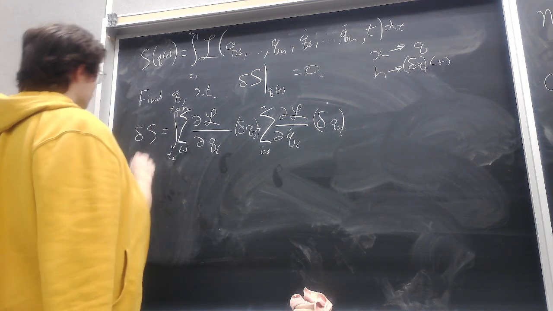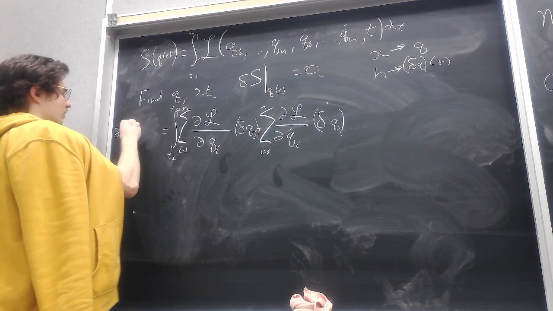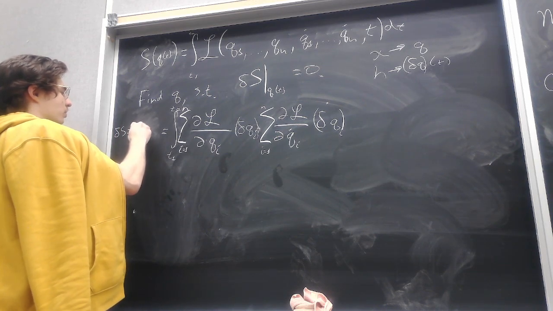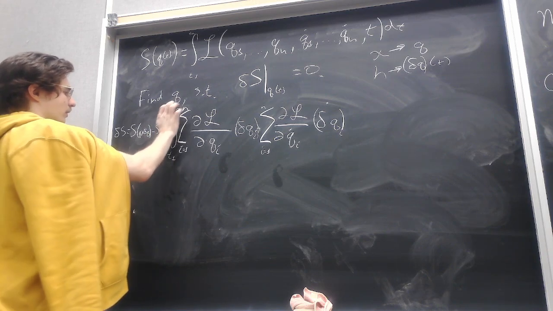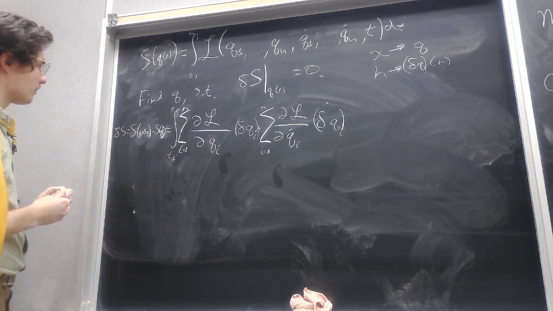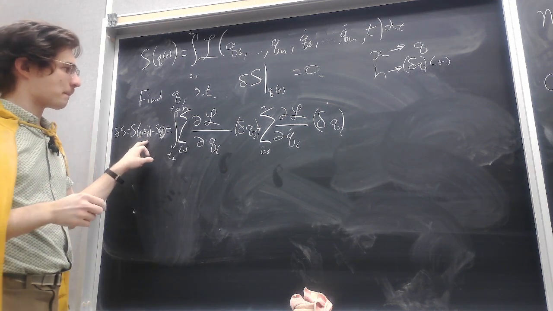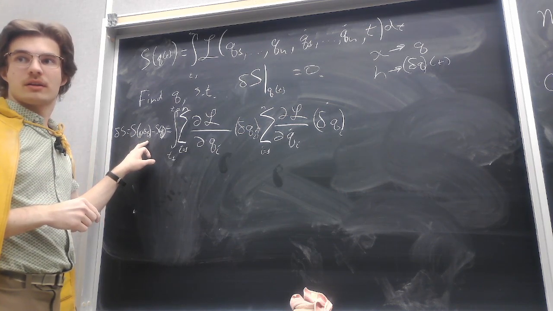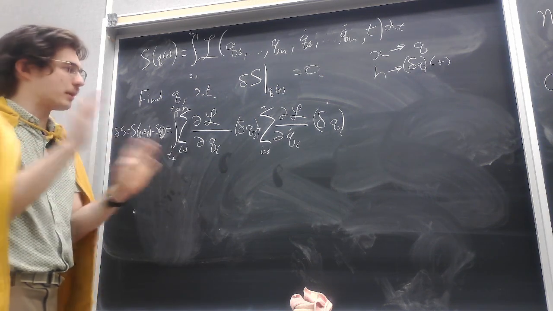some little function. So del S, remember what del S was. Del S was S of Q plus delta Q minus S of Q. And to first order, this is equal. I'm adding to Q a little function delta Q, which isn't actually dependent on Q. It's just small, just some arbitrary function. Okay, an arbitrary function not dependent on Q.